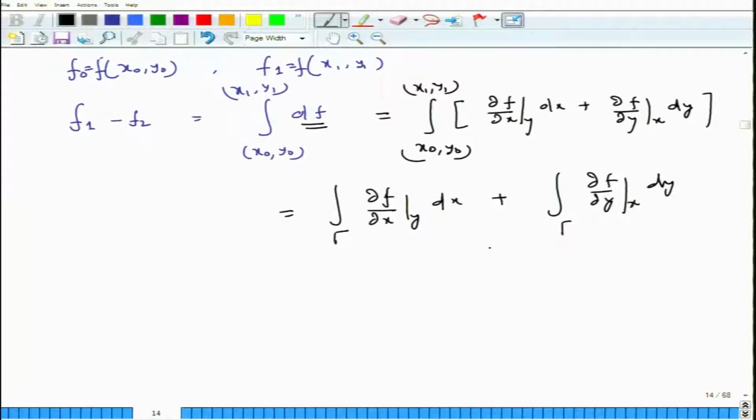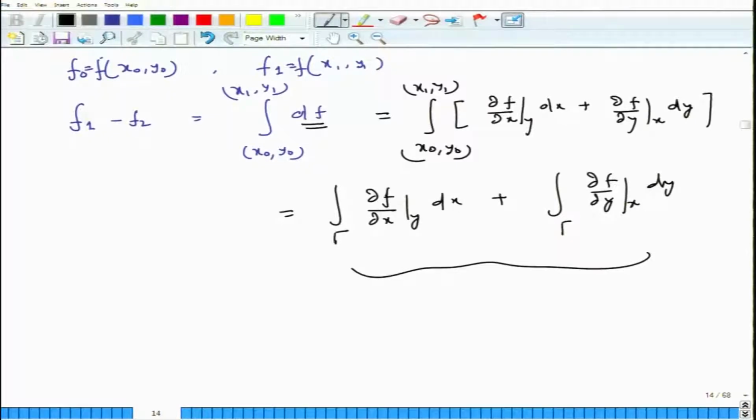That means the sum of these two integrals is independent of the path, because f depends on the initial and the final information. You are taking the difference of the functions at different points in your phase space, and thus the left hand side just depends on the initial and the final values, whereas the right hand side individual components do depend on the path, but when you add it up it becomes independent of the path.